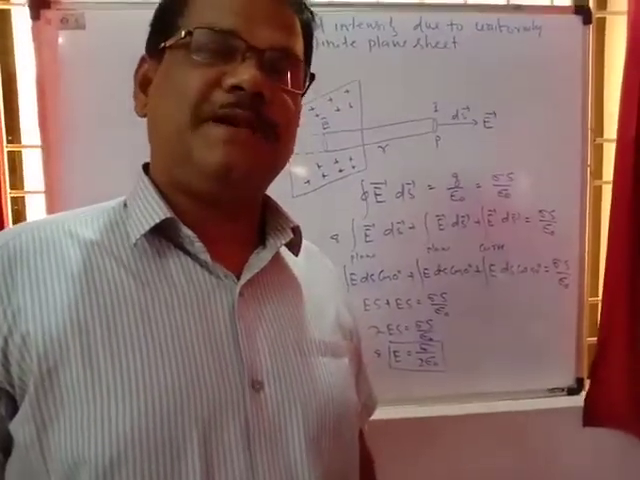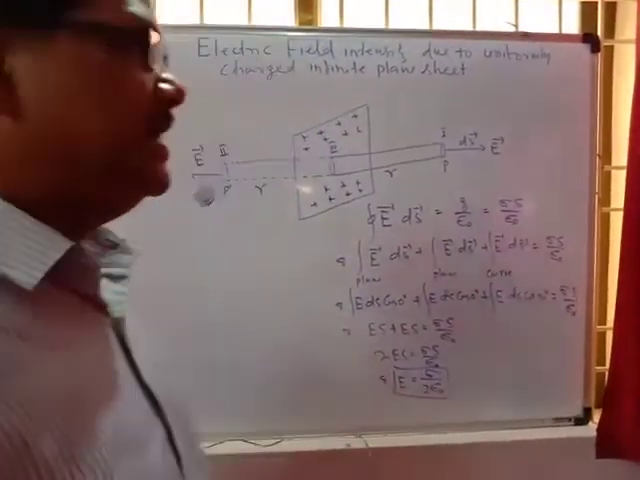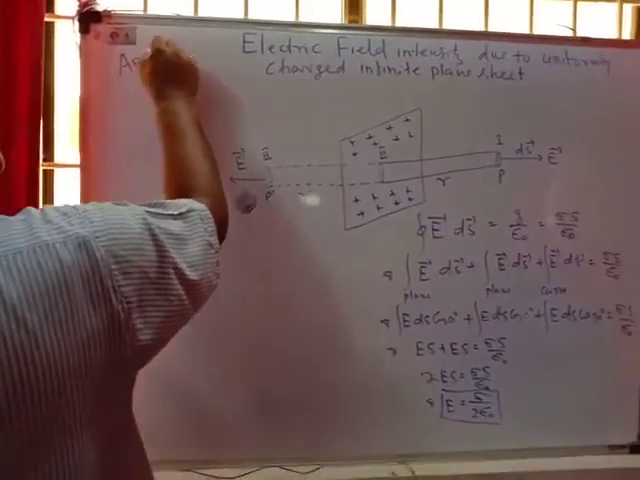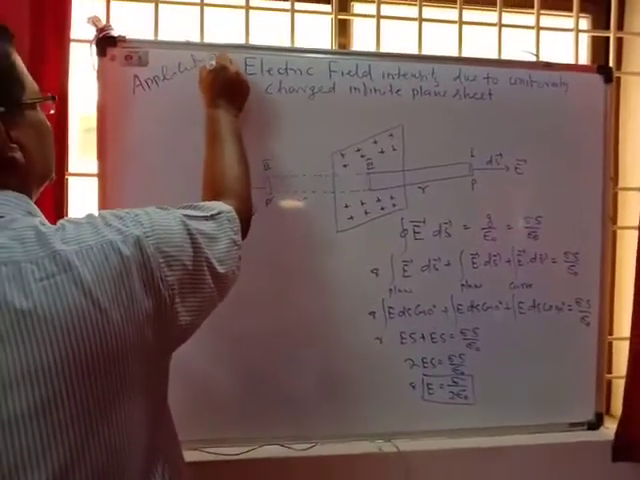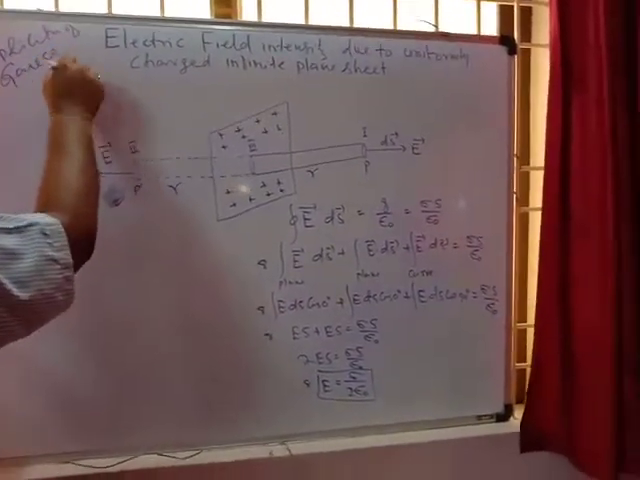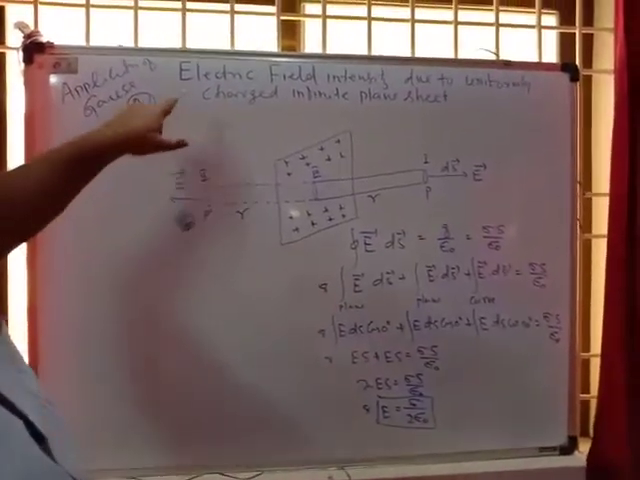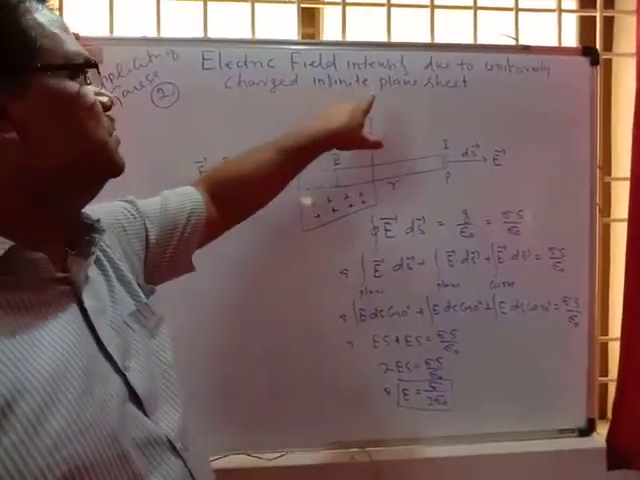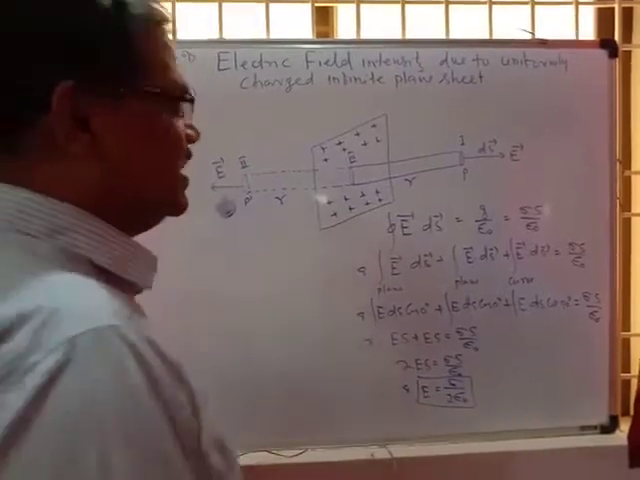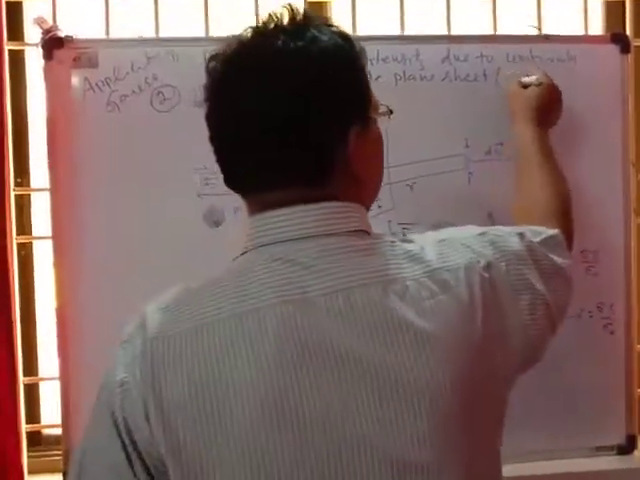This is the important application of Gauss law. Application 2: the electric field intensity due to a uniformly charged infinite plane sheet. It can also be called a plane lamina.